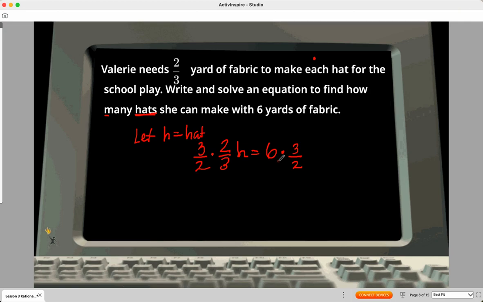Now again, we can still cross reduce. We've got a whole number and a fraction, but we can still cross reduce. This turns to 1. This becomes 3. 3 times 3 is 9, not 1. And she can make 9 total hats for the school play.